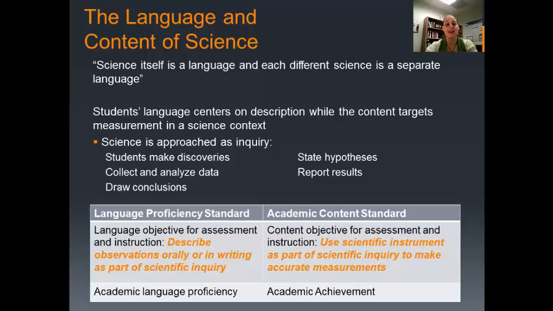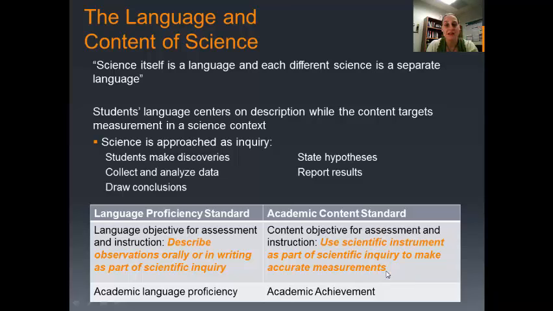Again, the content and language objectives of the lessons are going to be much different than what you would see in other areas. It's important that we take into consideration that there's going to be a skill involved in the lesson, as well as the way that we want students to use language to showcase that skill. Here is an example of a language and content objective from science. The content objective would be: use a scientific instrument as part of scientific inquiry to make accurate measurements.